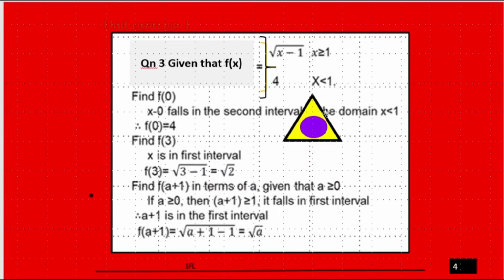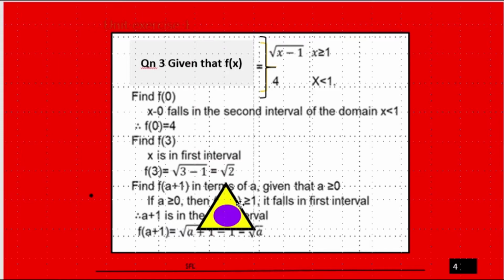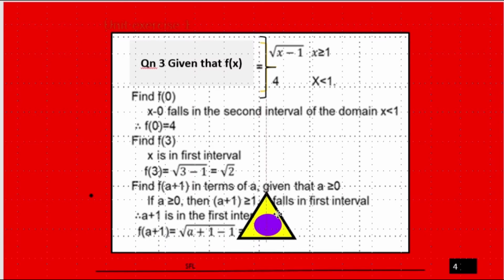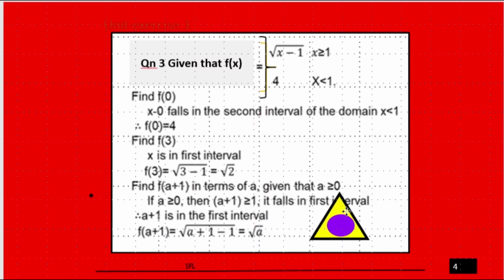Find f(3). 3 falls in the first domain interval. Therefore, f(3) = √(3 − 1) = √2. Then find f(a + 1) in terms of a, given that a is greater than or equal to 0. If a is greater than or equal to 0, then a + 1 is greater than or equal to 1. Therefore, a + 1 falls in the first domain interval. f(a + 1) = √(a + 1 − 1). a + 1 replaces x here. Therefore, it equals √a.